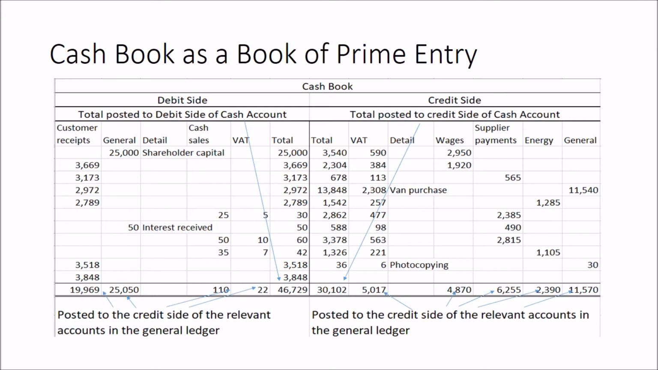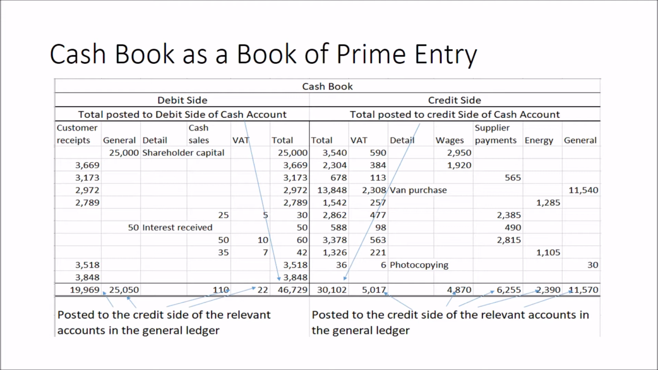The columns can be set out in the cash book any way that speeds up the posting of journals to the accounts in the general ledger. So you're not going to have a consistent layout here. Here I've got wages, supply payments, energy, and then a general one. Energy may be important for this company, but might not be for another. So these analysis columns are going to be however the company decides to set them out. There's not a standard layout for that.